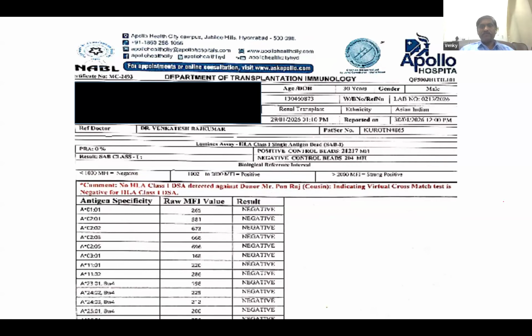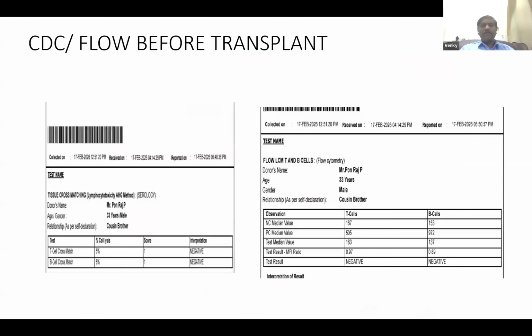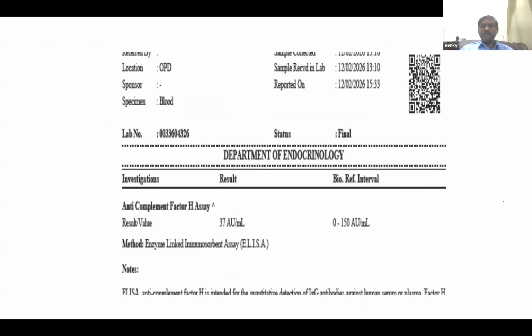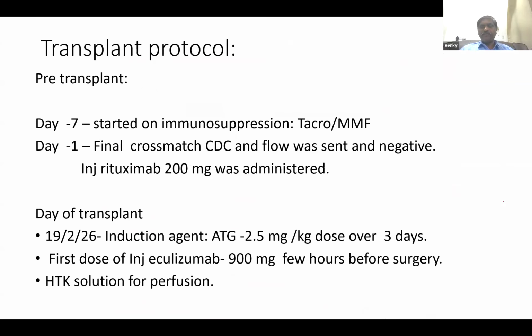His PRA was 0%. For class 2, always it has been 0%. For class 1, it touched 0% in the month of January. And on this background, we decided to go ahead with the transplant, and we did a CDC and the flow cross-match before the transplant, which was also negative. And we determined the anti-factor H antibody levels, which was also within the range. With a low risk of transplant, we decided to proceed with the transplant. This was the transplant protocol we followed for this patient.